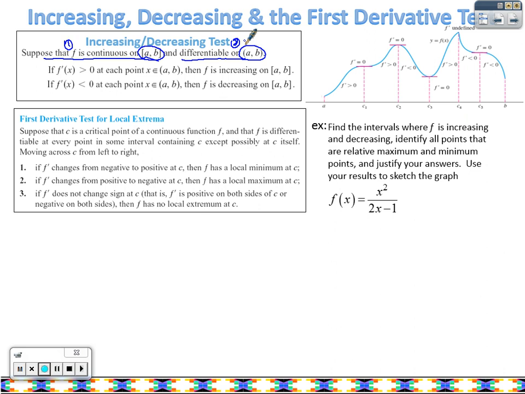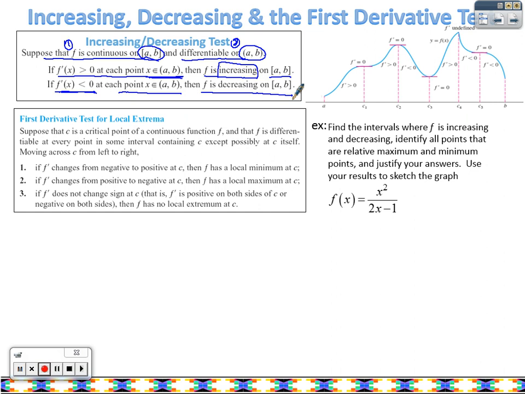All right, if that is true, then if the first derivative is greater than 0, in other words, if it's positive at each point on that particular interval, then we consider it increasing. It's increasing on the closed interval. Likewise, if the first derivative is negative, less than 0, at each point on a particular interval, then the function is considered to be decreasing on the closed interval.